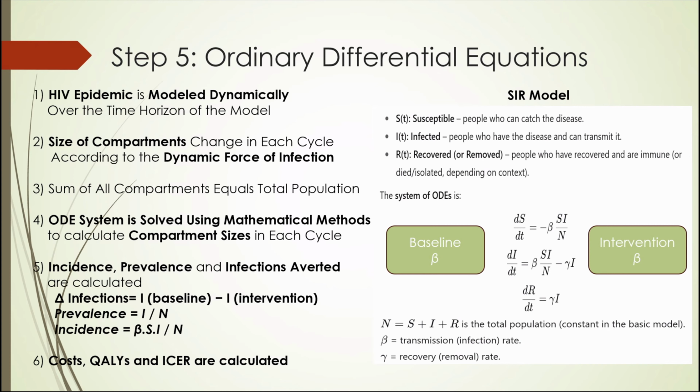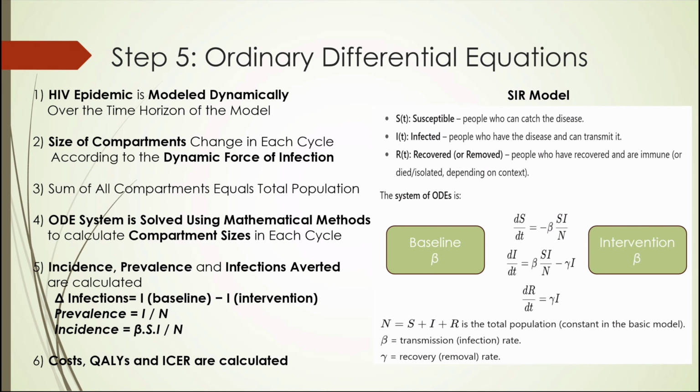And by compartment sizes, I mean how many people would be susceptible by the end of year 2, for instance, how many people would be infected and how many people would be removed. Once we have those compartment sizes, we can calculate the outcomes that we want to see as a result of the intervention, which are incidence, prevalence, and infections averted.